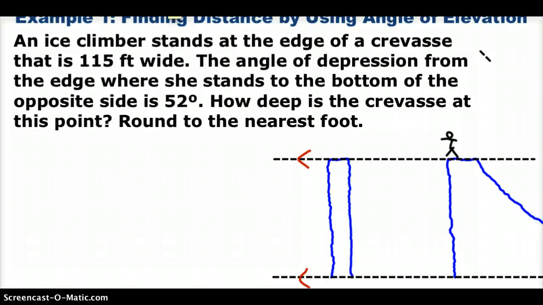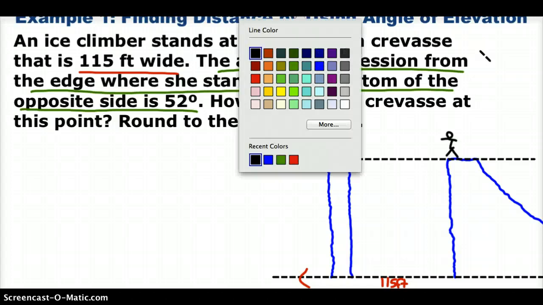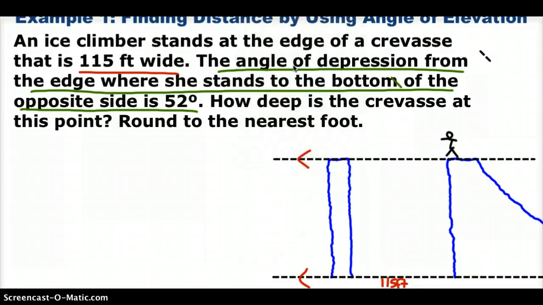It says this crevice is 115 feet wide, so it's important to understand that this is 115 feet, right here. This is the angle of depression from the edge where she stands to the bottom. I'm going to underline this because it's important: from the edge of where she stands to the bottom of the opposite side is 52 degrees. We have to understand that this is what we're talking about right here. I'll grab my line and make this green so we can see that it corresponds. So, angle of depression.